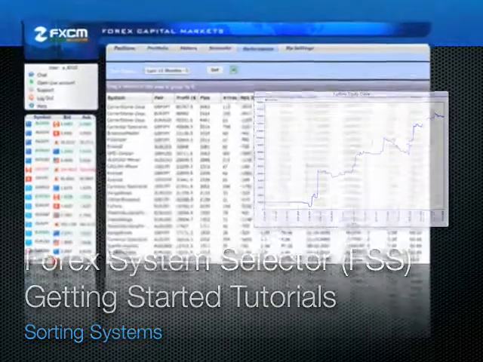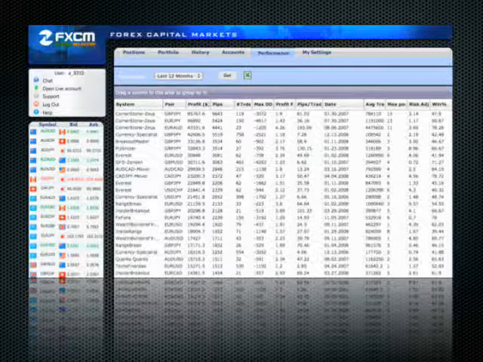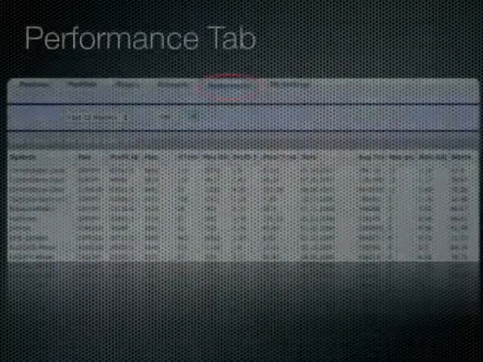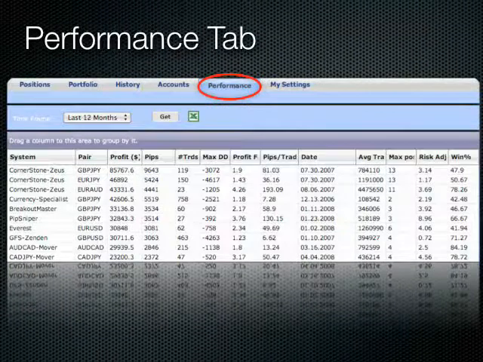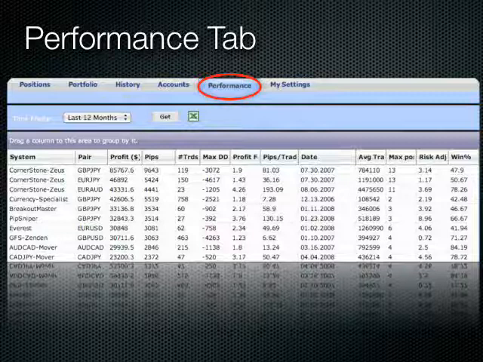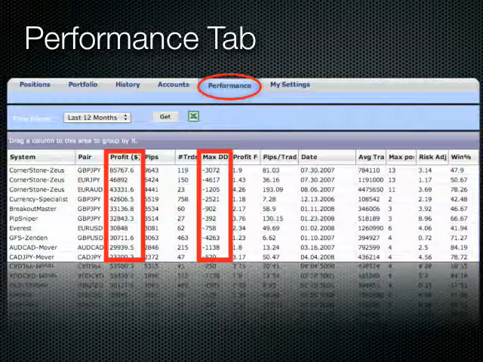This tutorial will be focusing on the concept of sorting, the first step that a trader should take when building a portfolio. The process of sorting begins with the Performance tab. The Performance tab has a number of columns displaying statistical trading data for each of the FSS systems available. The data is provided to make it easier for the trader to sort through and pick the systems that match their expected returns, risk tolerance, and several other important criteria.